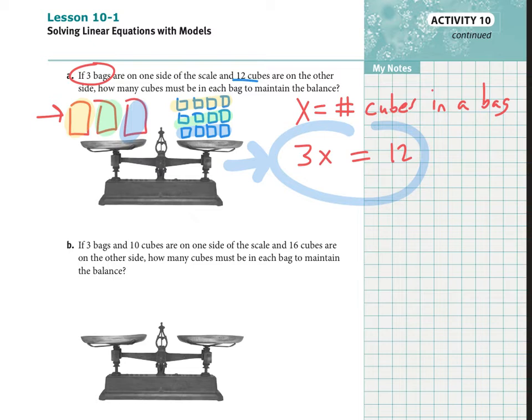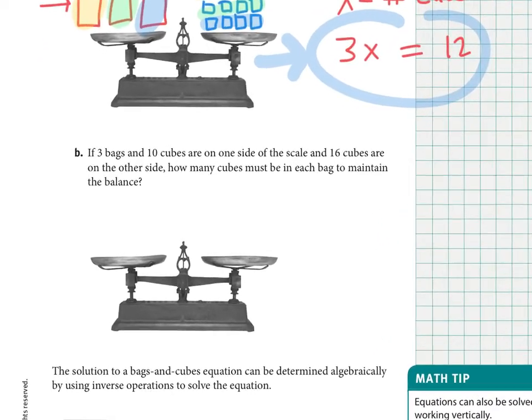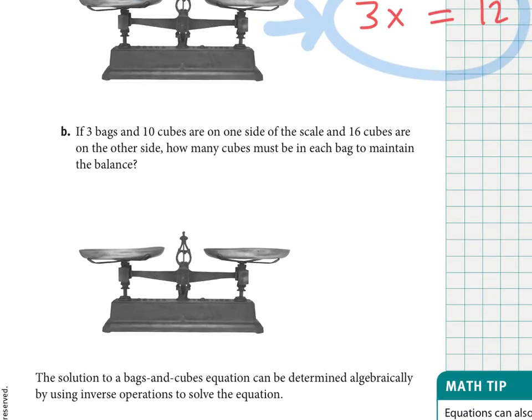All right, let's set up another one in part B. If 3 bags and 10 cubes are on one side, let's draw that out. 3 bags, so we have 3 big bags, and then 10 cubes. We'll try and draw those a little smaller. 1, 2, 3, 4, 5, 6, 7, 8, 9, 10. So 3 bags and 10 cubes are on one side, and then 16 cubes are on the other side.